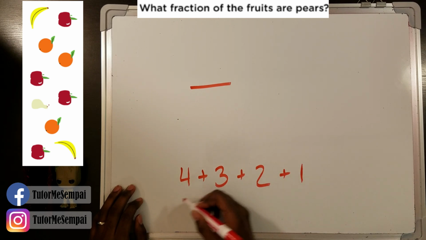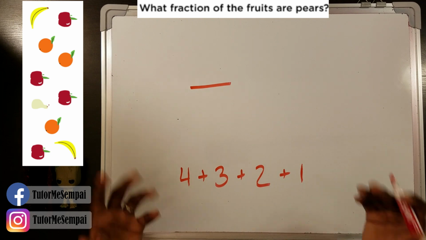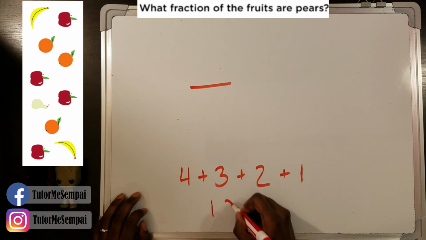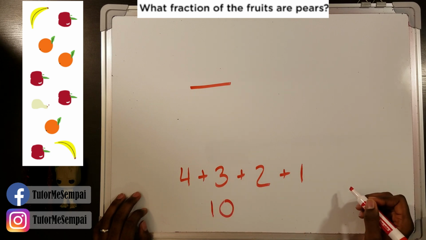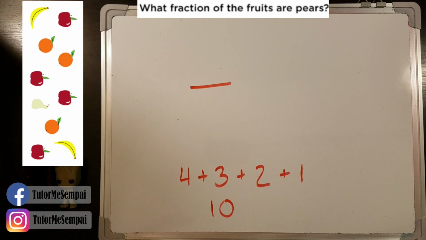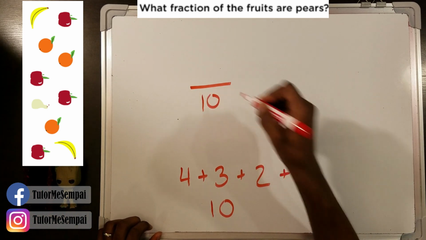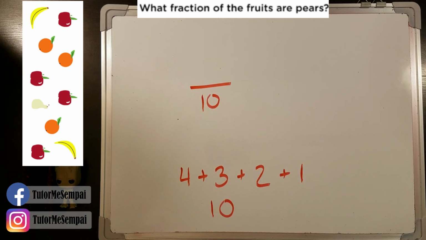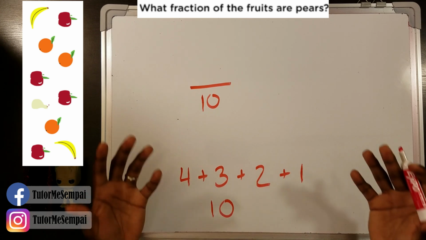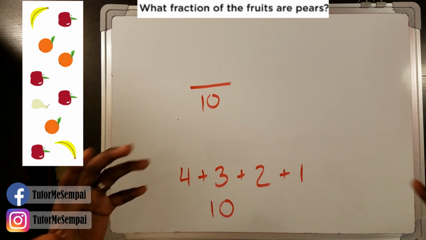All right, so we add up all of these. That's how many total fruit we have. And this is just going to be 10. So we have 10 fruit. Well, if 10 is our total group of fruit, we know we have 10 in the denominator. Once again, the bottom number, the denominator, is the total amount of fruit or items in your group.